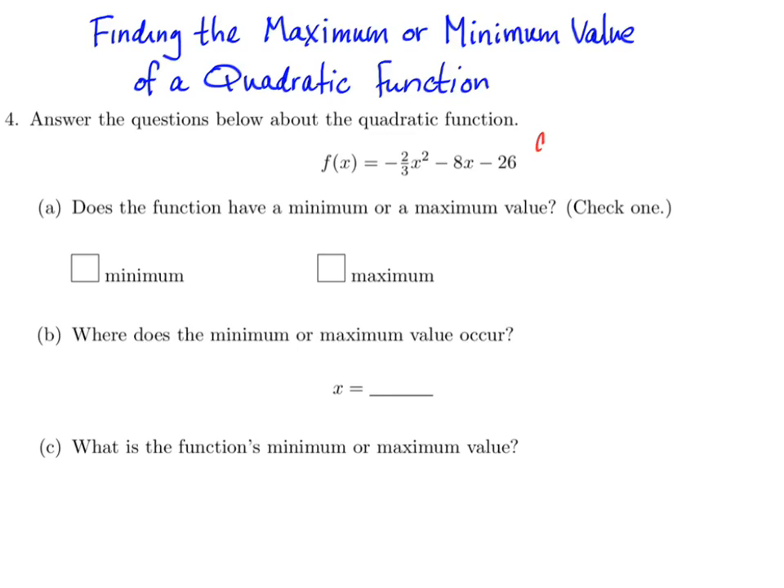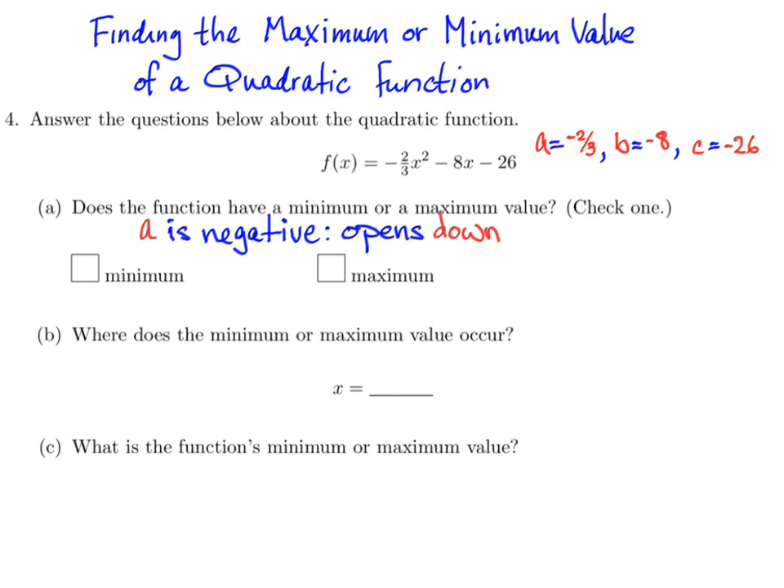Well, we see it's a quadratic function, and we know we can write down the coefficients a, b, and c, and we know that a gives us some information. Because a is negative, it's negative 2/3, that tells us that the parabola is going to open downward. So it looks like this. The vertex is at the top. So that means the vertex gives us the highest value. So that means that this particular function will have a maximum. If it opened upward, so if a were positive, we would have a minimum. But we know we've got a maximum.